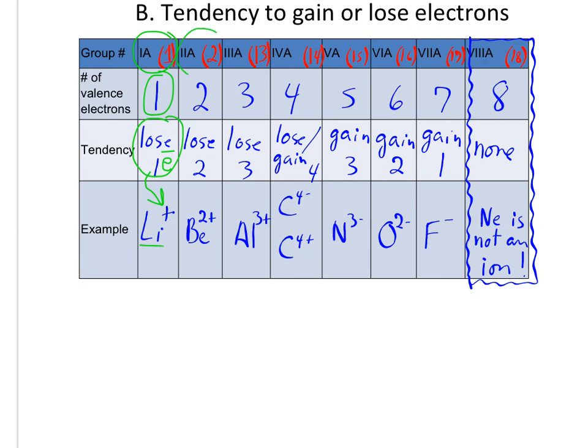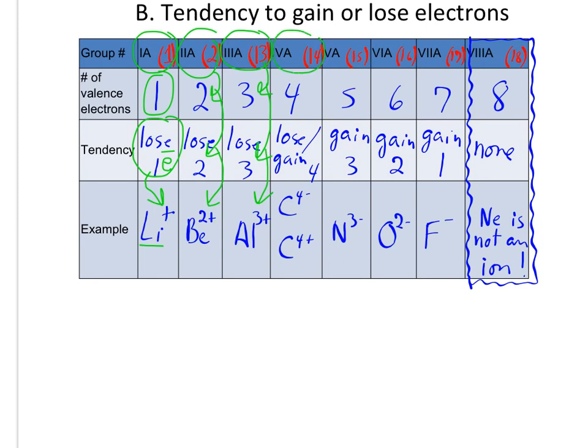In group number 2, they have 2 valence electrons, so the tendency is to lose 2 electrons, and the charge you gain is positive 2. These are the alkaline earth metals. In group number 3, they have 3 valence electrons. They would tend to lose 3 electrons and become positive 3, like aluminum.